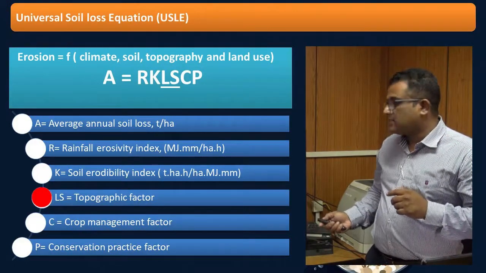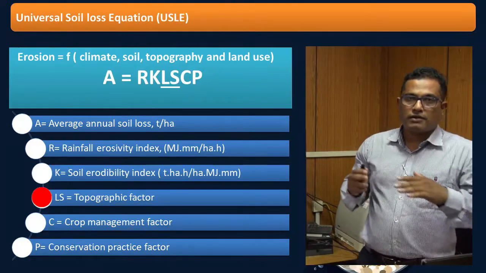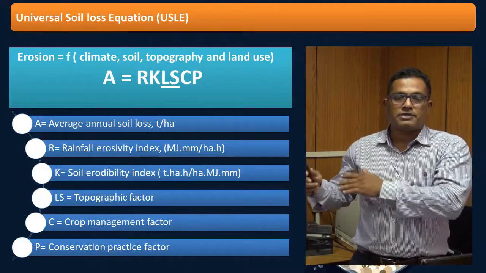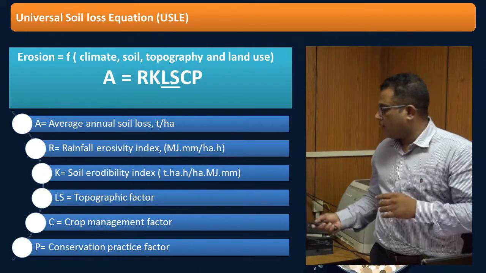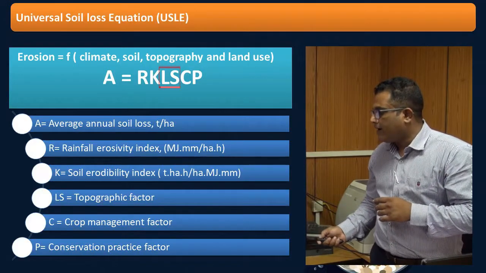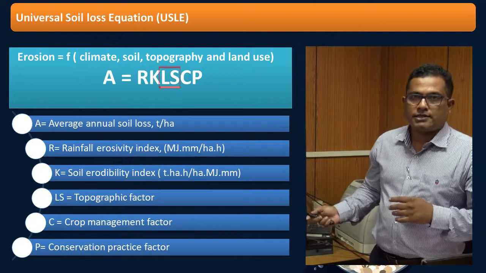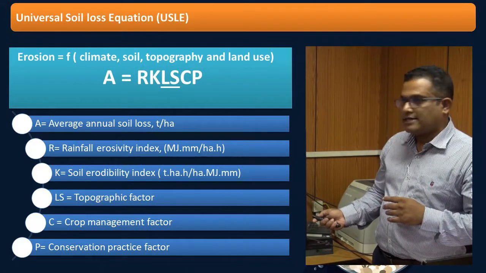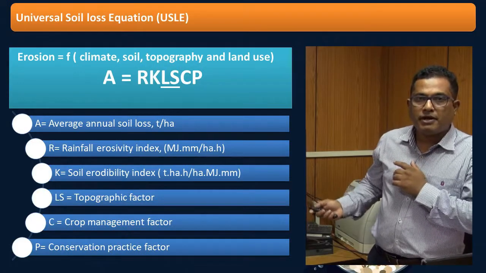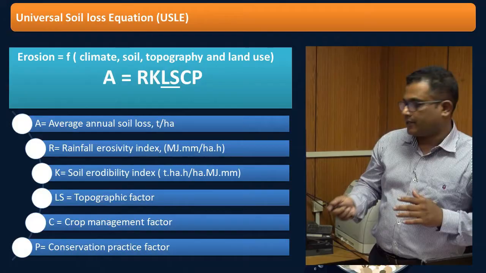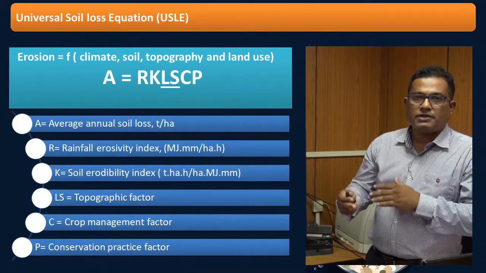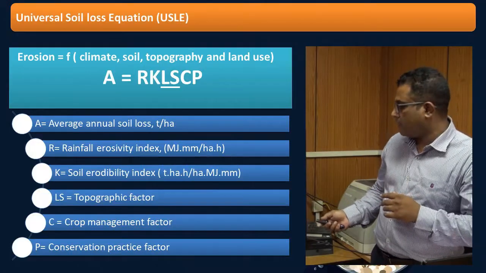And S is the steepness of slope. That means how steep the land is, in terms of degree or in terms of percentage slope. So this factor, this LS, is unitless. We take the combined effect of L and S. That's why I have underlined this LS, and whenever we use this formula, RKLSCP, this LS is a combined factor. Of course, its value is determined from some table which I will be explaining to you.